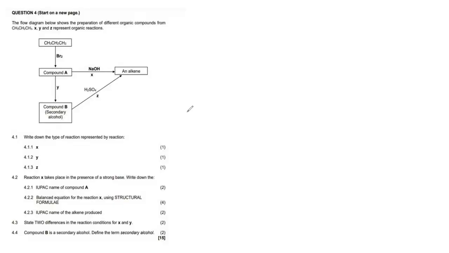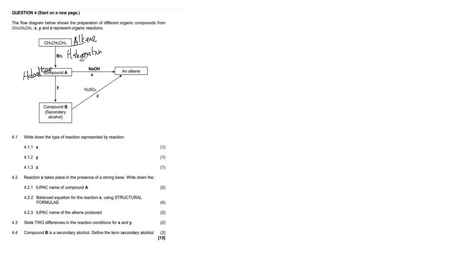Okay, so we are still on question 4, organic reactions. It says the flow diagram below shows the preparation of different organic compounds from CH3CH2CH3. X, Y, and Z represent the organic reactions. So we can tell that this one here is an alkane. And then if it's reacting with Br2 here, this is halogenation, which is a substitution. So this is from an alkane to a haloalkane.